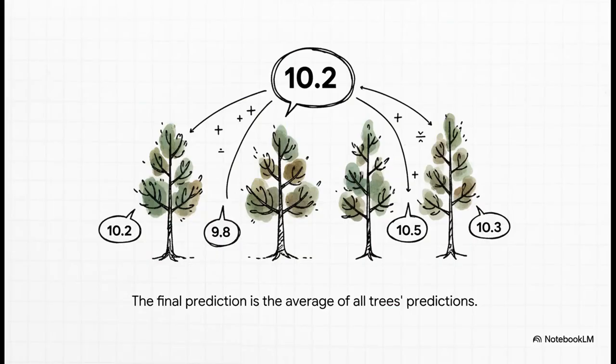And hey, look who's back. The random forest can do regression too. The logic is pretty much the same. You still have hundreds of decision trees, but instead of each one voting for a category, each tree predicts a specific number. So what's the final prediction? You just take the average of all the numbers predicted by every single tree in that forest. Simple as that. It smooths out any weird errors and gives you a really solid numerical prediction.